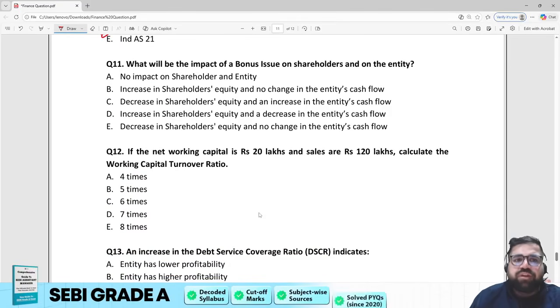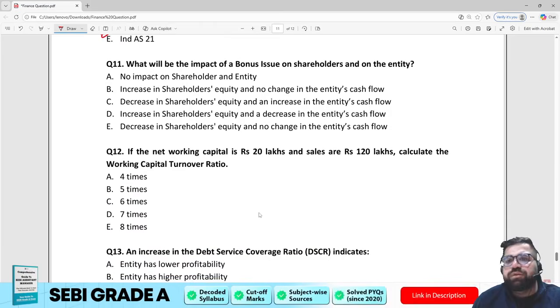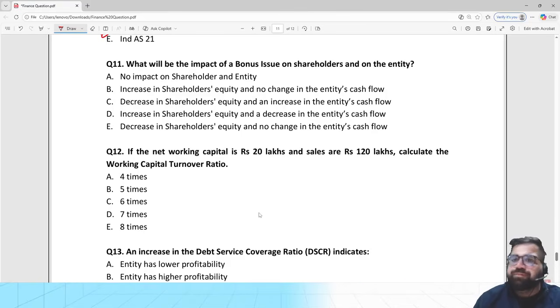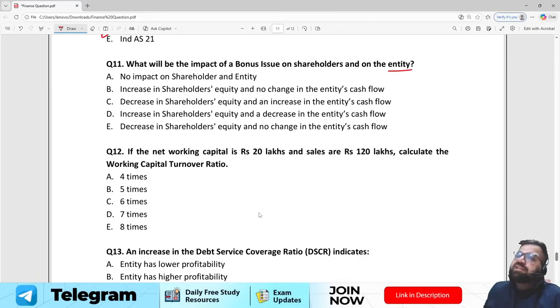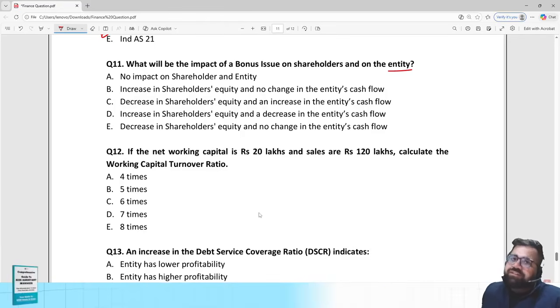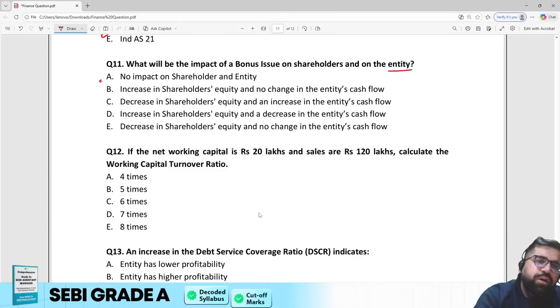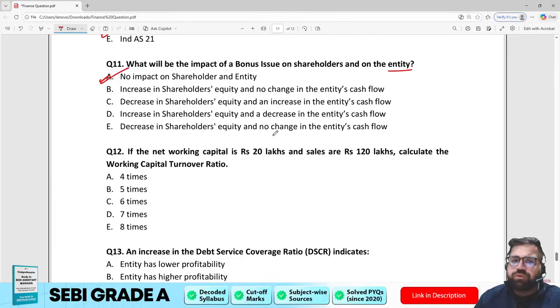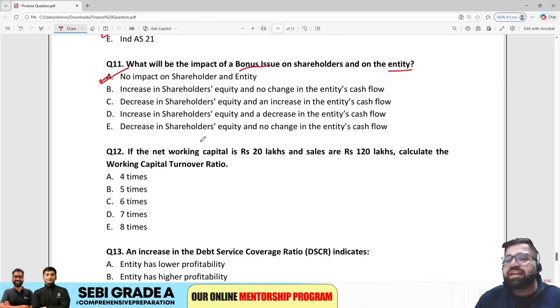Question number 11. What will be the impact of the bonus issue on the shareholders and on the entity? See, bonus issue, how will it impact shareholders and entity? Entity won't be impacted because the balance sheet will remain the same, because in a bonus issue you are not getting any money. At the same time, it will not impact shareholders also because the percentage of their holding will remain the same. So there will be no impact on the entity as well as on the shareholders. Cool. Those who know bonus issue can answer this question very correctly.